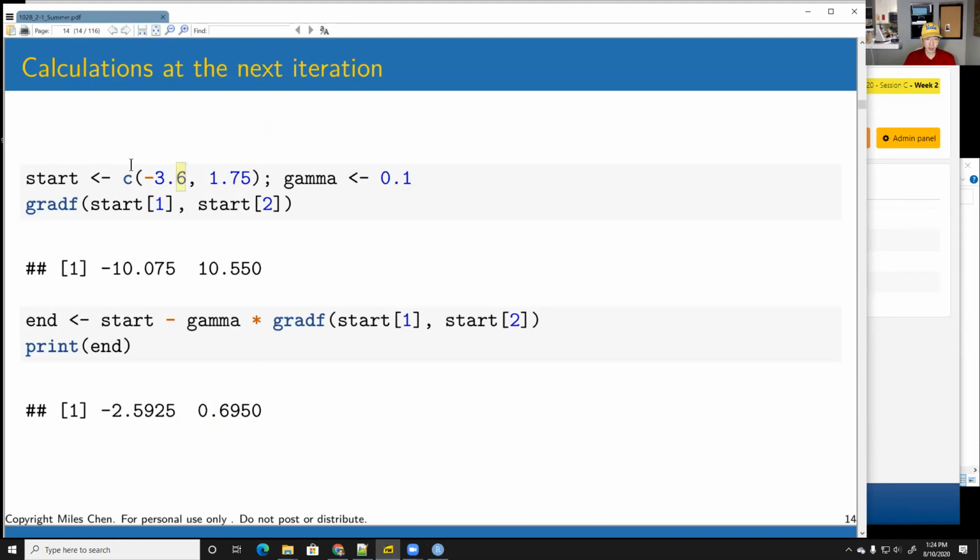All right, so after the next iteration, we're going to end up at negative 2.5925, 0.695. So I'm taking our starting location and subtracting off gamma times this gradient. Okay, so we're doing 3.6 minus 0.1 times this is this. 1.75 minus 0.1 times this is this.